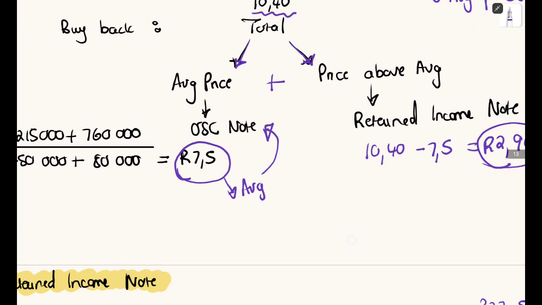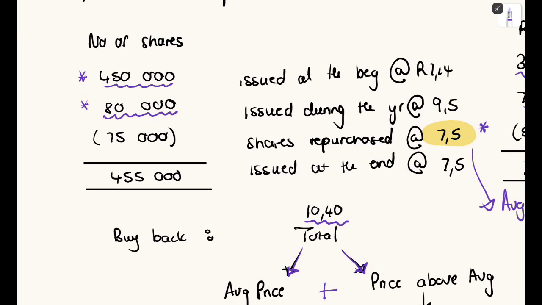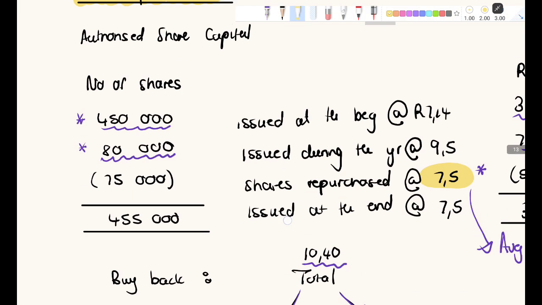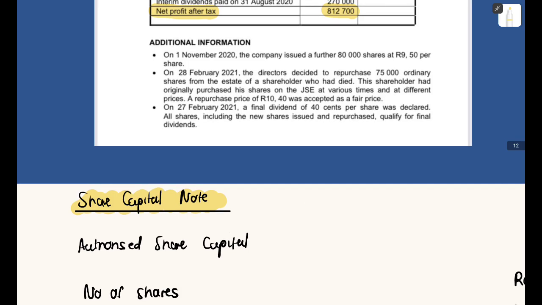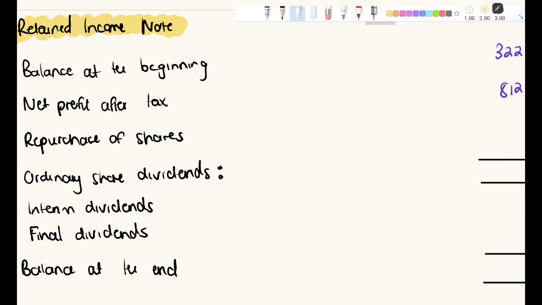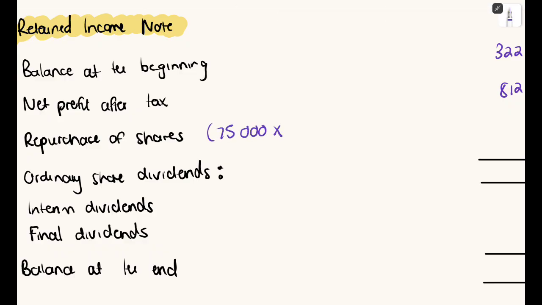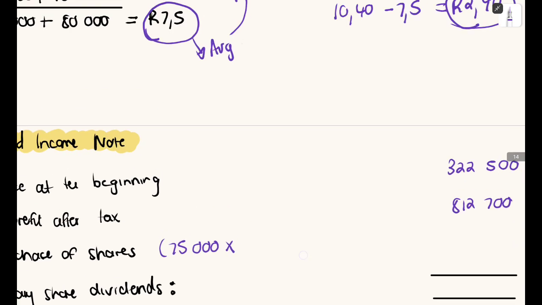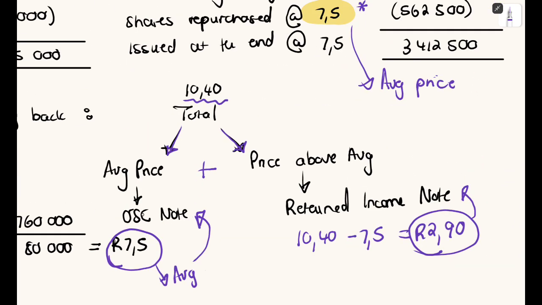Then the next thing would be my repurchase of shares. Remember, how many shares did we repurchase? They told us that we repurchased 75,000 ordinary shares. So I'm going to go to my retained income note, and then I'm going to do brackets for my calculation: 75,000 shares, and then at what price per share? Remember, I said your total is split into average, which is 7.50, which is taken to where?